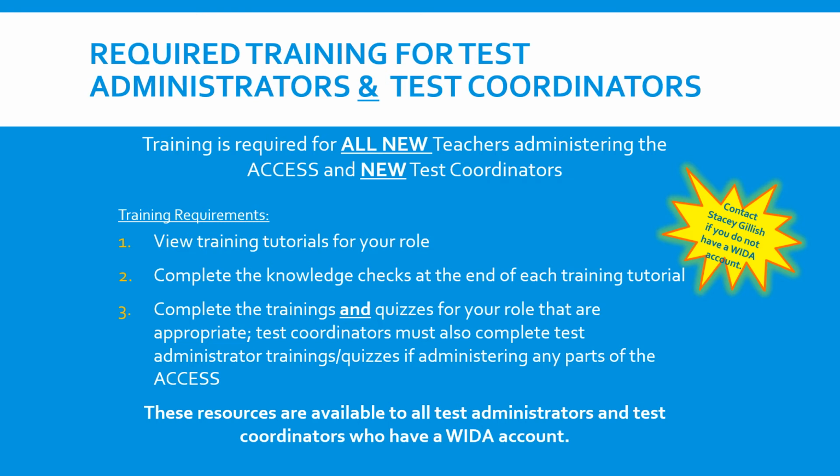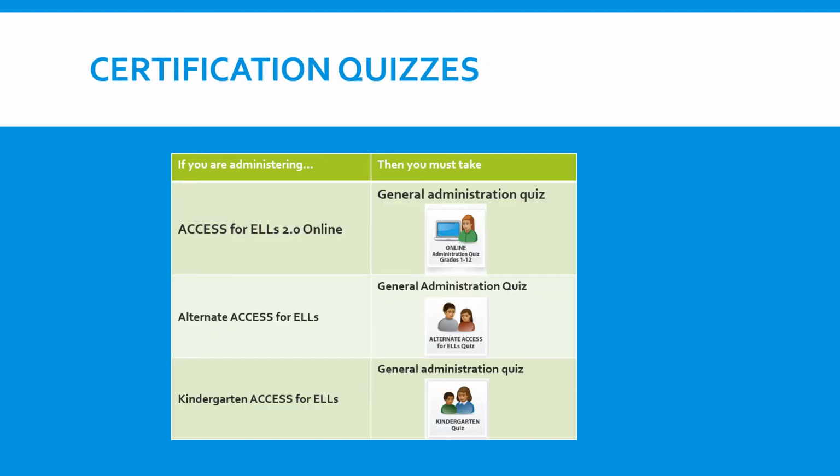You would also need to take appropriate quizzes depending on your role. You would need to take Kindergarten Access for ELs if you will be administering that test, grades 1 through 12 online if you are administering the online Access, and the Alternate Access for ELs if you would be administering that test. Each assessment in the Access suite of assessments has a general administration quiz, which educators must pass with a score of 80% or higher in order to become certified to administer the assessment.